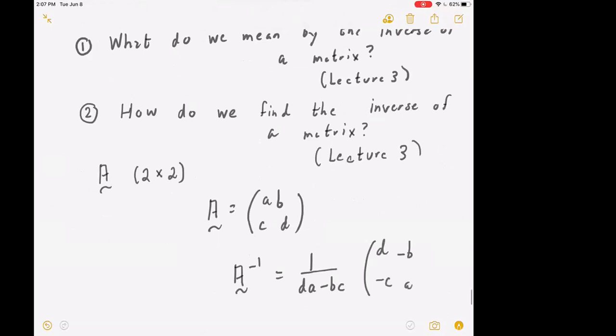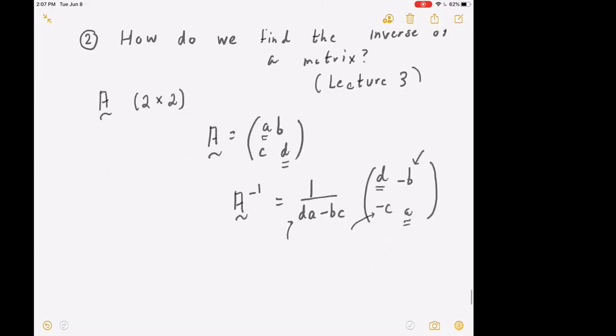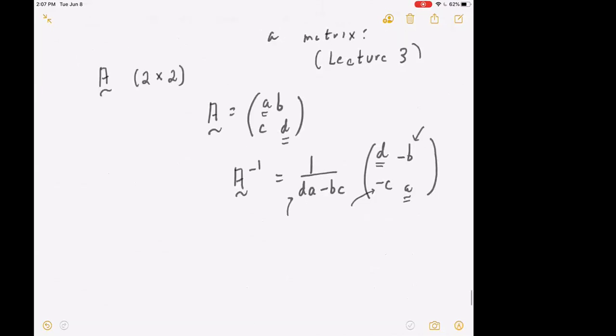You see there's a nice simple rule here. You take the A and D, the diagonal matrix elements, and you interchange them. And then the off diagonal matrix elements, you just multiply by -1. And you pre-multiply that by 1 over the determinant of the original matrix.